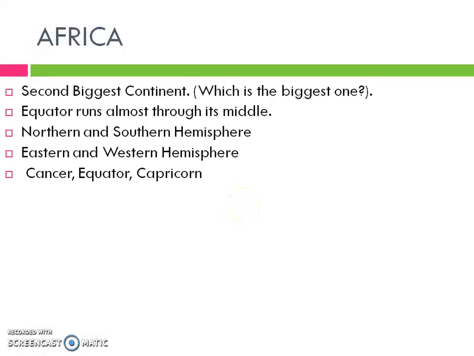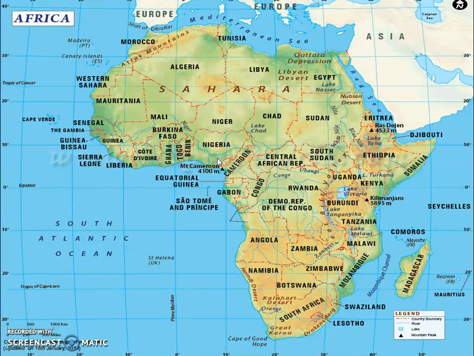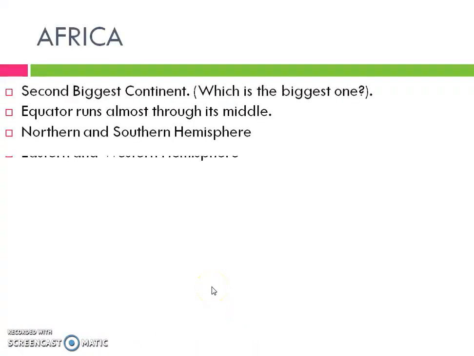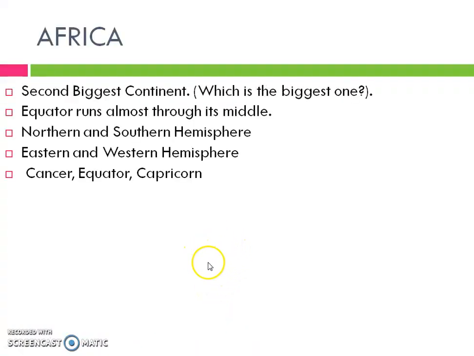Part of Africa is in the eastern hemisphere and the western hemisphere as well. Now let's see, you know that 0 degree, that is the prime meridian longitude, passes through Africa as well. So all this part, Morocco and all this part, are technically in the western hemisphere, and the rest of Africa, the majority of Africa, is in the eastern hemisphere. The other thing is, as we have talked about already, that Cancer, Equator and Capricorn pass through Africa.